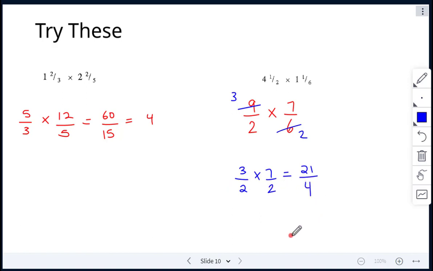Can't reduce it, but we can put it back into a mixed fraction. How many times can 4 go into 21? 5 times, that's our whole number. And our denominator is 4. So 5 times 4 is 20. We need 1 more to get to 21. So our answer is 5 and 1/4. All right, so we're going to stop here.